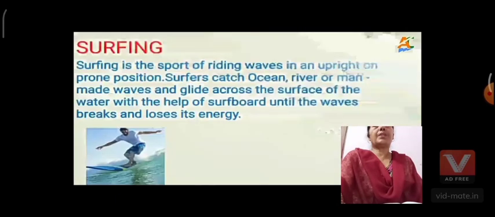Now the next is surfing. Surfing is the sport of riding waves in an upright or prone position. Surfers catch ocean, river or man-made waves and glide across the surface of the water with the help of a surfboard until the waves break and lose their energy, as you can see in the picture.